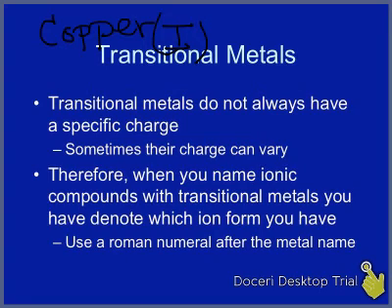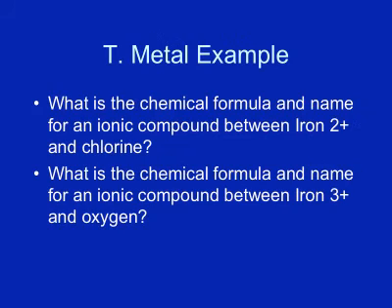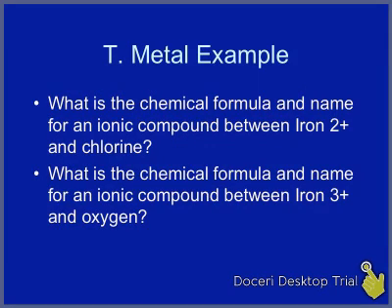Alright, so do you want to do a couple examples of those? Let's do orange. What is the chemical formula and name for the ionic compound with iron 2+ and chlorine? So I'm telling you iron is a transitional metal. Which form of iron am I dealing with? The 2+ form. So we're going to do the exact same thing as we've done before.